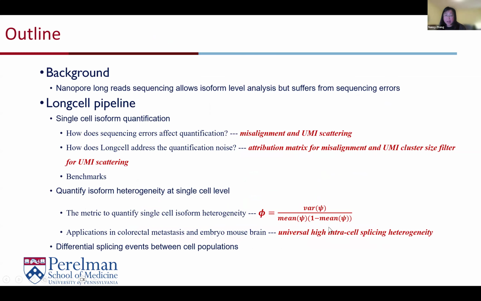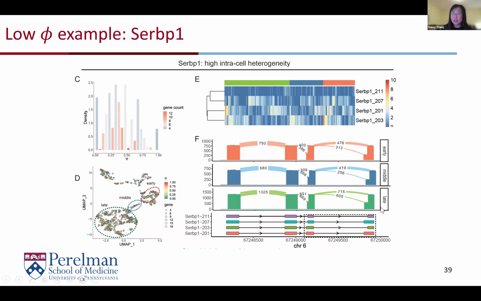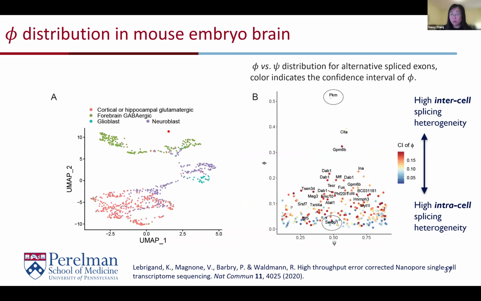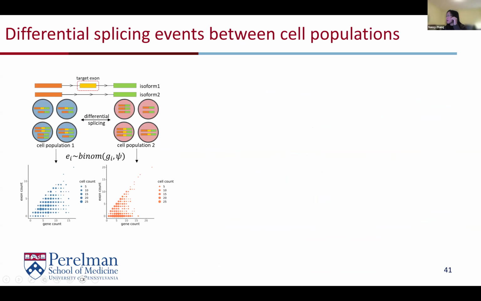One thing we realized when we applied this to data is that there's universal high intracell splicing heterogeneity, which is not what I think was believed before. So you see that there's a lot of highly confident intracell spliced genes. These blue dots here are where there is a very low phi value. I think I have time maybe just for one more example.